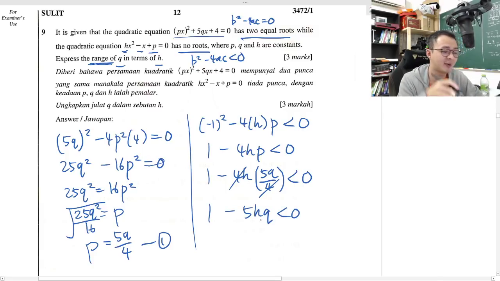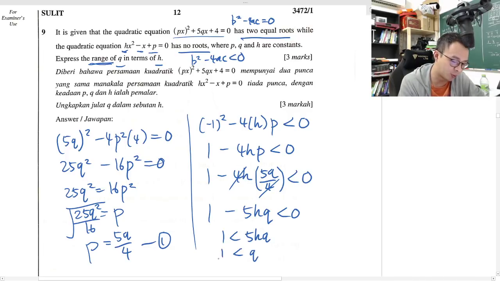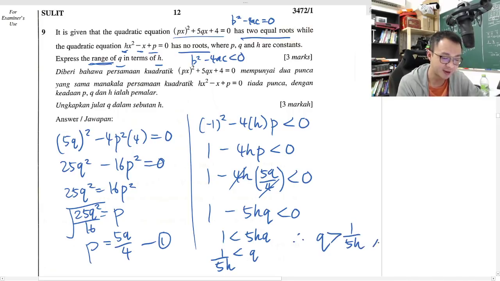The question says what? They want Q in terms of H. That's why I need to make Q the subject. So I move things around a bit. So Q will be bigger than 1 over 5H. Alright, so this is what is meant by range.